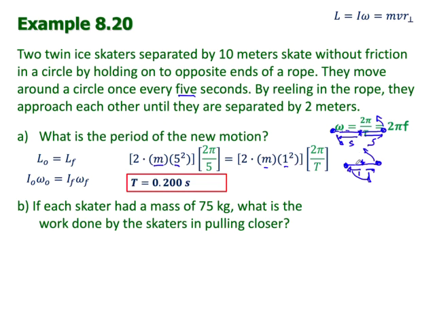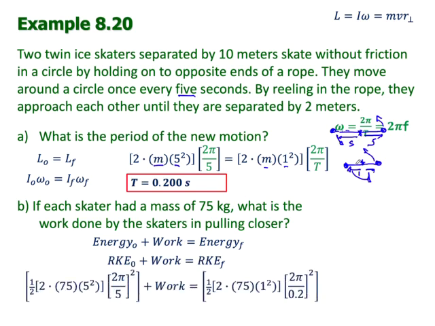And now, if each skater had a mass of 75 kilograms, what's the work done by the skaters in pulling closer? How do we solve this one? This one's a good old work-energy one. The initial energy was their initial rotational kinetic energy. Their final energy is their final kinetic energy.